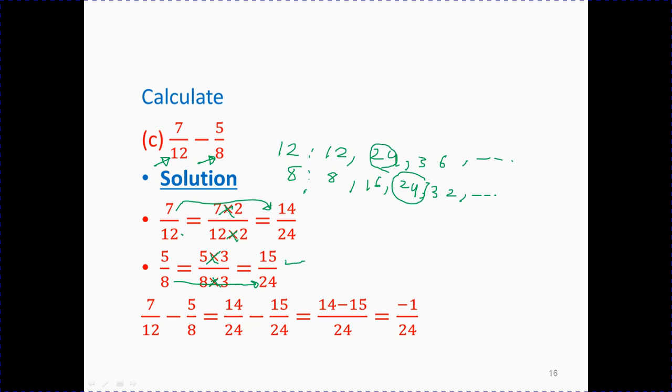Now 7 over 12 minus 5 over 8 becomes 14 over 24 minus 15 over 24. Now subtract the numerators: 14 minus 15 is minus 1, over 24, the denominator, which is the same. We did not change anything.